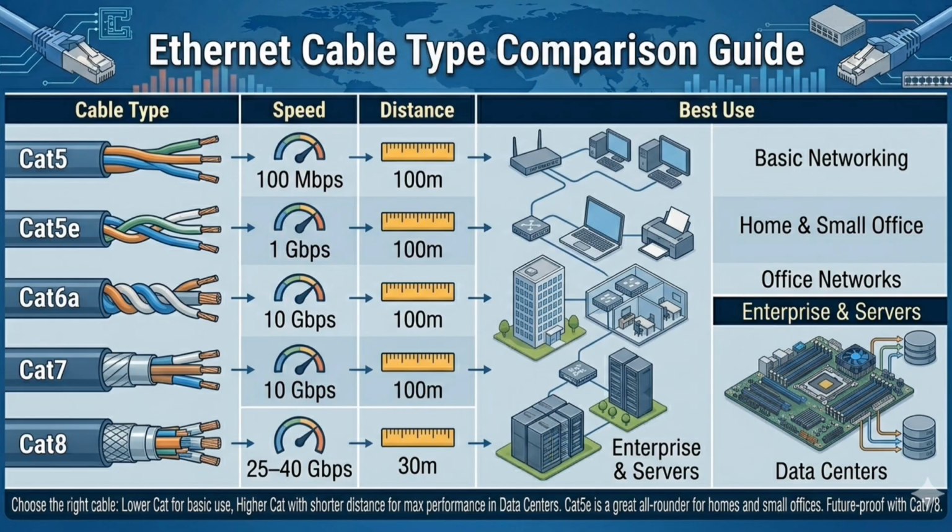Now, which Ethernet cable should you choose? For home users, you can choose Cat5e or Cat6. For small businesses, choose Cat6A. For the office environment, choose Cat6A or Cat7. And for data centers, you can choose Cat8.